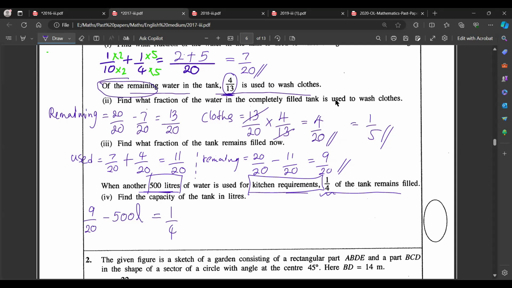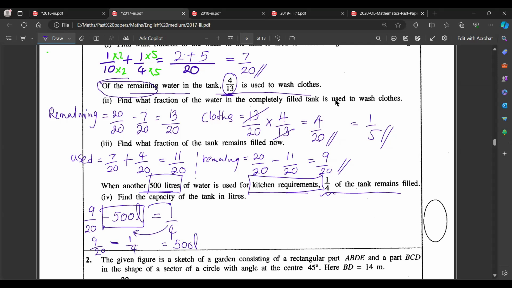No matter. If we are taking 500 to another side, this minus goes to the other side. It becomes plus 500 liters equal to 9 over 20. If I take this plus 1 over 4 to here, it becomes, yeah, the subtraction of these two fractions should be equal to 500. It's correct, yeah. That's correct.